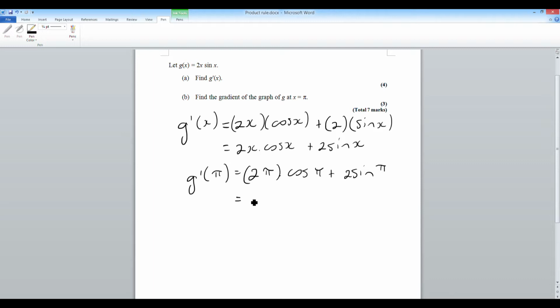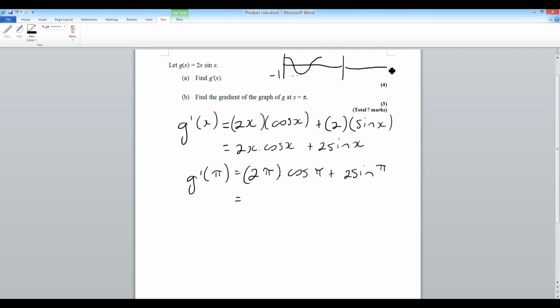And then I have to remember, so cosine at pi, if I have my cosine graph here, so remember my cosine graph looks something like this. So the period of a cosine function is 2 pi. So at pi, my cosine graph is going to be -1.